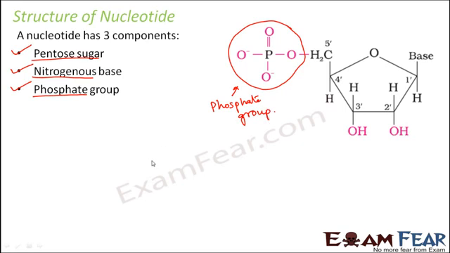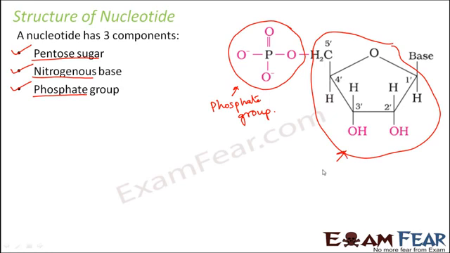Then you have a pentose sugar. So where is the pentose sugar? This entire structure which you see here is the pentose sugar. Why pentose sugar? Pent means 5. So here you can see this is a pentagon, 1, 2, 3, 4, 5. So it forms the shape of a pentagon. That is why it is called a pentose sugar.